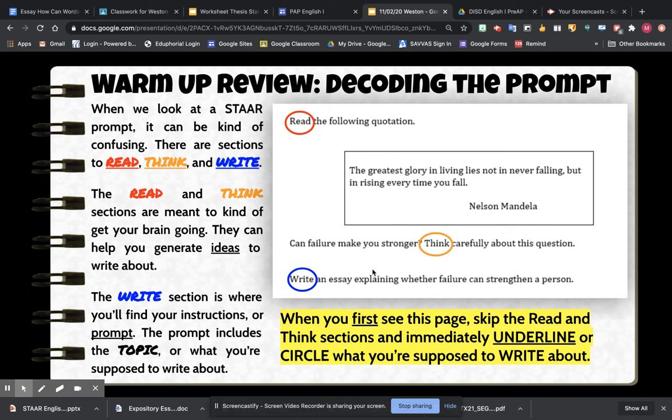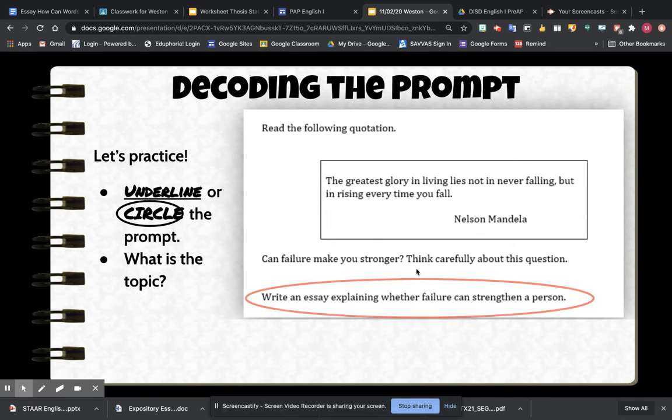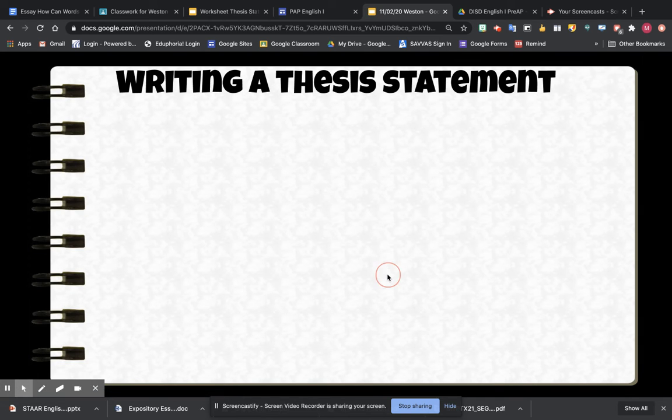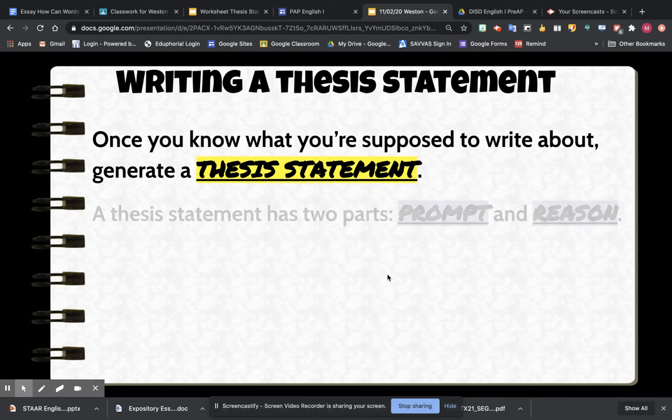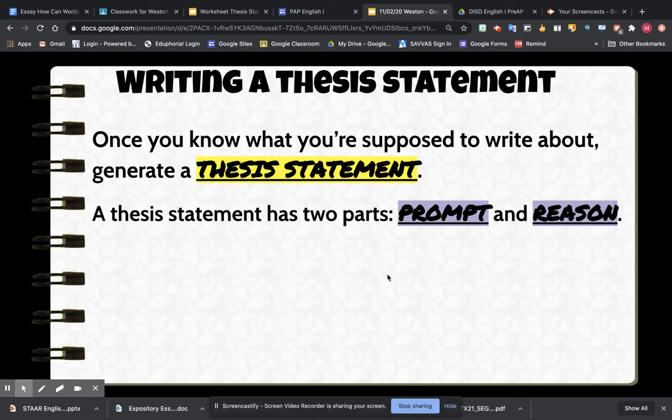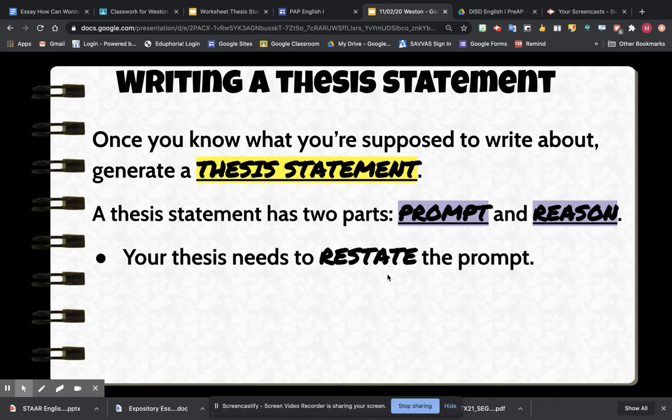The first thing you should always do is highlight or underline the prompt whenever you see it, just to make sure you're focused and writing on what you're supposed to be writing. So to decode the prompt, we'll underline or circle the prompt so we know where it is and what it's asking us. Our topic is whether failure can strengthen a person. So we have to determine what we are going to talk about. It can or cannot strengthen a person. We take some time to brainstorm all the concepts of where it would strengthen or where it wouldn't strengthen a person. Once we've brainstormed and we know what we want to write about, we're going to generate a thesis statement. And remember, the thesis statement has 2 parts. It's going to take the prompt and put it into a statement, and then it's going to list 2 reasons for their answer.